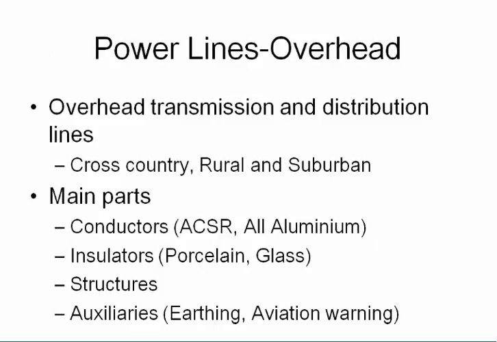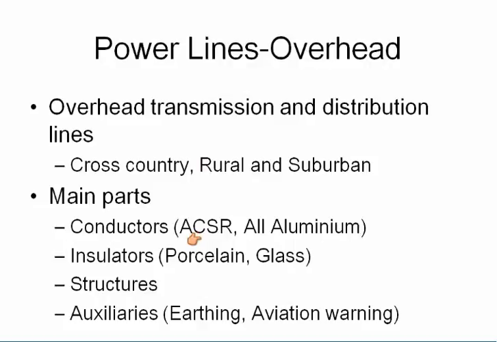Alright, power lines overhead. Overhead transmission and distribution lines can be cross-country, rural or suburban. Now in Australia or bigger countries, Canada, United States, many countries in Europe, Asia, China, you have overhead lines because it's very expensive to have underground cables. The small countries, short distances, cities, underground is fine. Long distances, you need overhead.